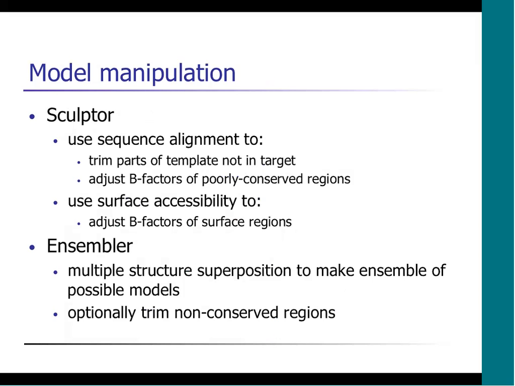Okay, so it's important to know how good your model is in order to calibrate the likelihood function, but it's even better if you can improve your model. And it turns out that if part of the model is correct and part of it is poor, you're better off completely omitting the part that's poor, or at least downweighting it by increasing its B factor, than leaving it in. So we have a couple of programs that allow us to do model manipulation, which helps to push the limits of what structures you can solve.